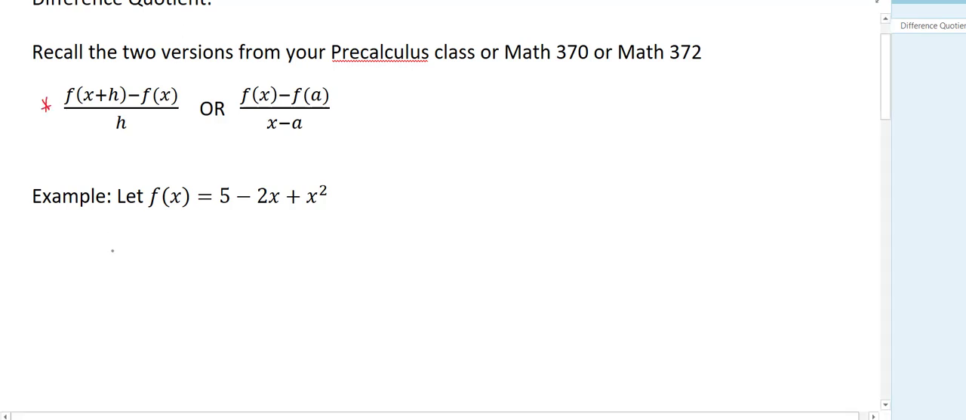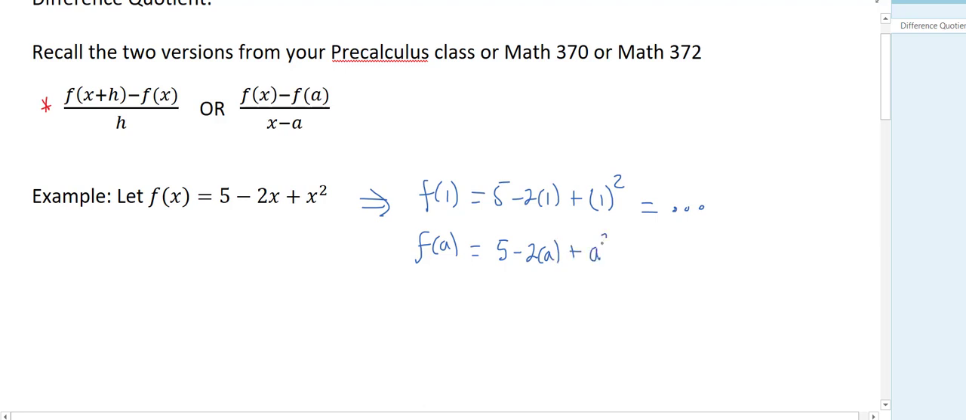In order to do that one, let's review a little bit. If I ask you to find f of 1, that means everywhere you see an x, you will plug in 1, and then you will simplify that. In this case, we want to find f of x plus h, or f of a for the other. If I want to find f of a, just like we did with 1, I will replace every x with the a. So this will become 5 minus 2a plus a squared. It's really just a change of variable.